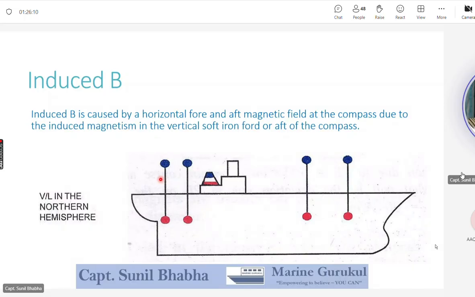If the same vessel goes in the southern hemisphere, then the magnetic lines of force come out of the Earth's surface. So you see, with the same vertical structures in the southern hemisphere, the polarity is going to change. The lines will now enter from the bottom of these vertical structures, giving it a blue polarity, and it will come out from the top of these vertical structures, giving it a red polarity. So these being induced magnets, their polarity changes when the vessel changes from northern hemisphere to southern hemisphere.